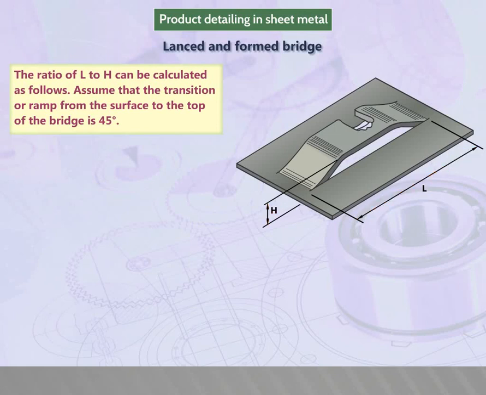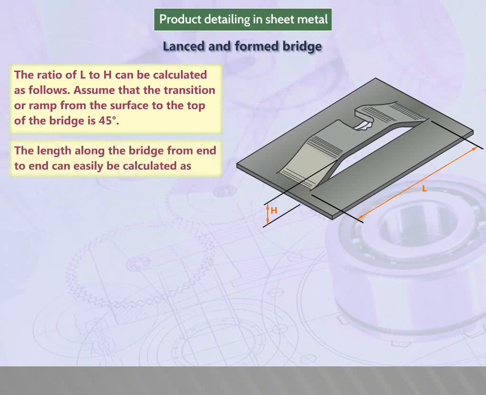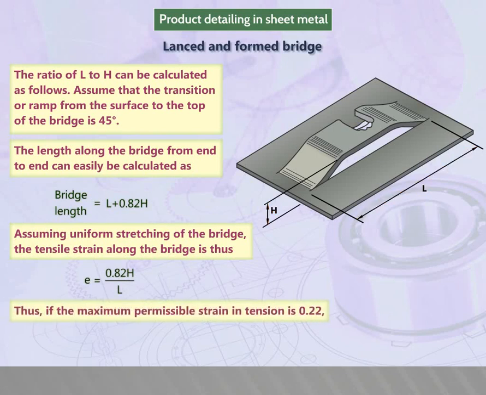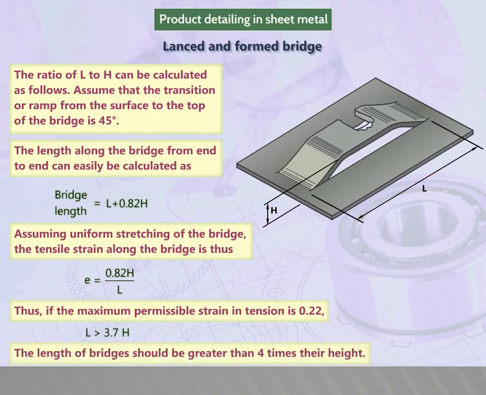Assume that the transition or ramp from the surface to the top of the bridge is 45 degrees. The length along the bridge from end to end can easily be calculated as: bridge length is equal to L plus 0.82 H. Assuming uniform stretching of the bridge, the tensile strain along the bridge is thus e equals 0.82 H by L. Thus, if the maximum permissible strain in tension is 0.22, L is greater than 3.7 H, so the length of the bridges should be greater than 4 times their height.